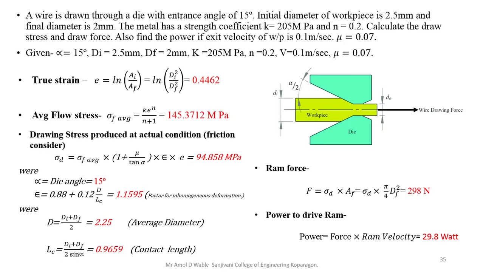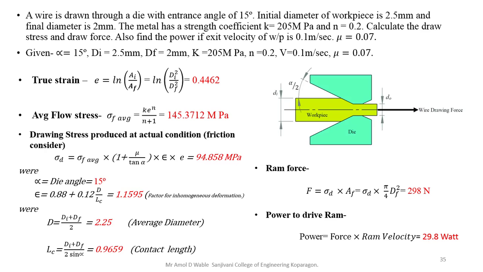Wire is drawn through a die with an entrance angle of 15 degrees. So the total angle is 15 degrees. The initial diameter of the workpiece is 2.5 mm and the final diameter is 2 mm. The metal has a strength coefficient K equal to 205 megapascal and small n is 0.2. Calculate the draw stress and draw force. Also find out the power if the exit velocity of the workpiece is 0.1 meter per second and mu is 0.07.